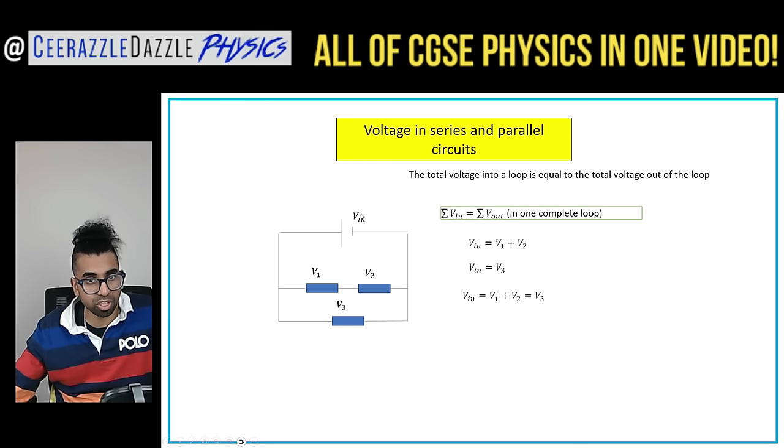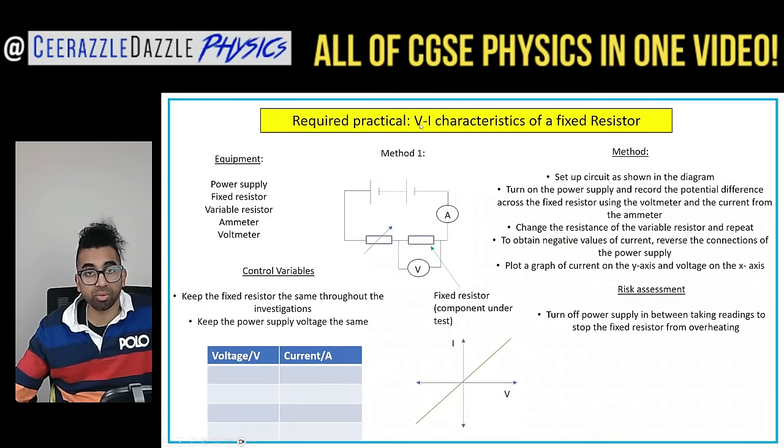So this voltage across here is the same voltage across this one over here. Required practical, voltage and current characteristics of a fixed resistor. In order to look at the voltage and current characteristics of a fixed resistor, you need the following circuit. You need a power supply, fixed resistor, variable resistor, the ammeter placed in series, and the voltmeter placed in parallel.